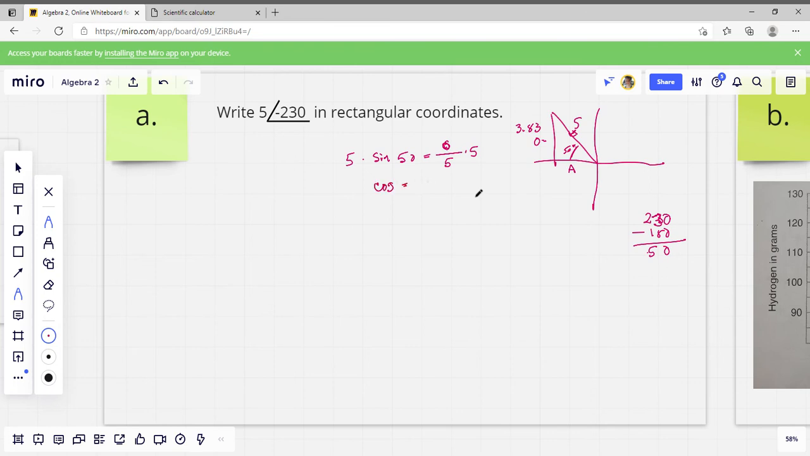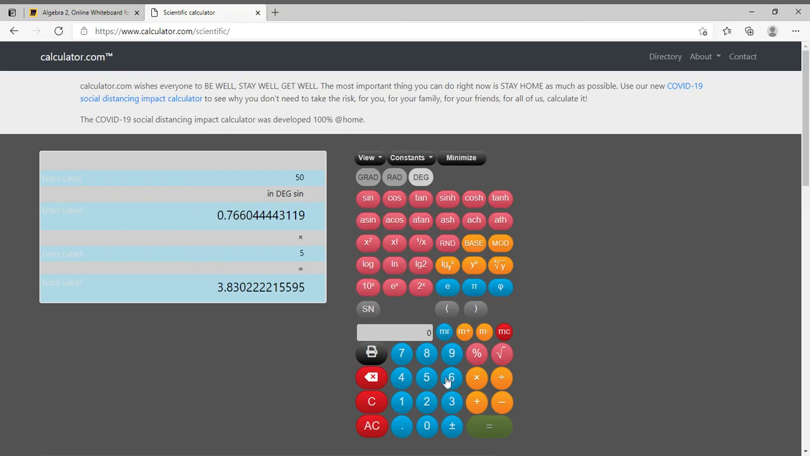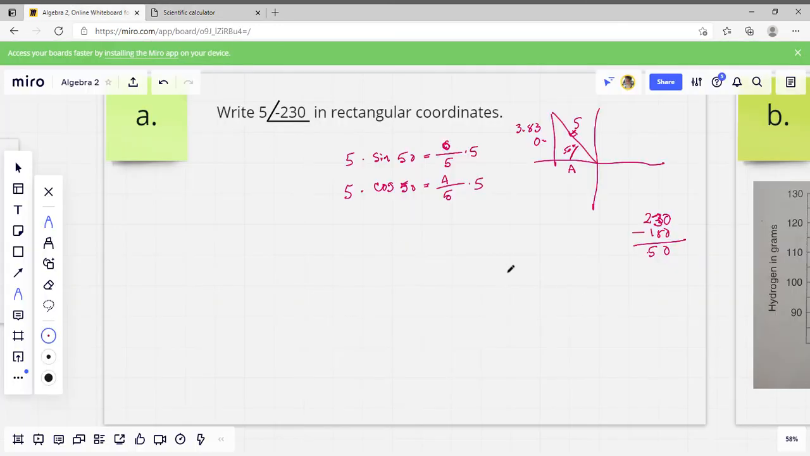Okay, and now our adjacent, we're going to use the cosine. Cosine of 50 degrees equals adjacent over hypotenuse, which is 5. So we multiply times 5. So we need the cosine of 50 degrees times 5. Clear all that. 50 cosine times 5 equals 3.21. So that means our adjacent down here is 3.21.